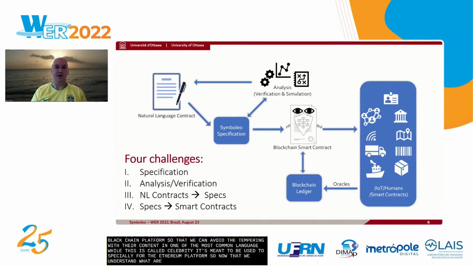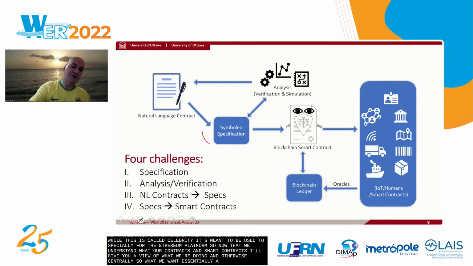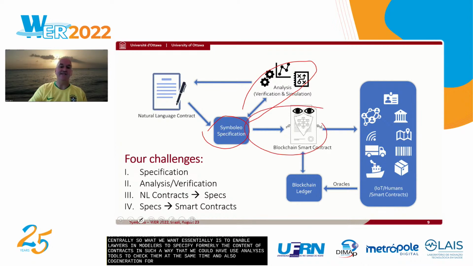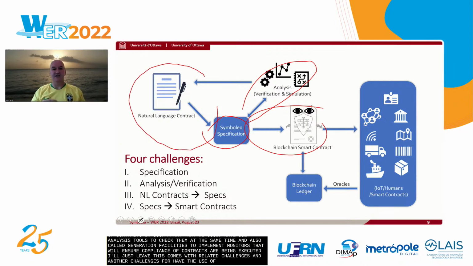So now that we understand what contracts and smart contracts are, I'll give an overview of what we're doing in Ottawa, essentially. What we want is to enable lawyers and modelers to specify formally the content of contracts in such a way that we could use analysis tools to check them at design time, and also code generation facilities to implement monitors that will ensure compliance of contracts that are being executed. Obviously, this comes with related challenges, and another challenge is perhaps the use of some transformations to extract those specifications from natural language contracts, which are the common representations being used nowadays.